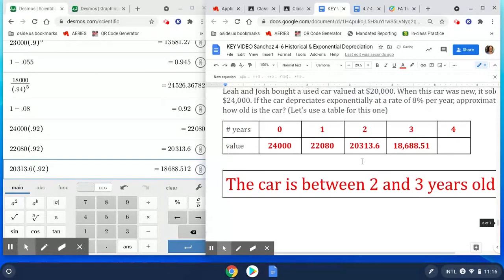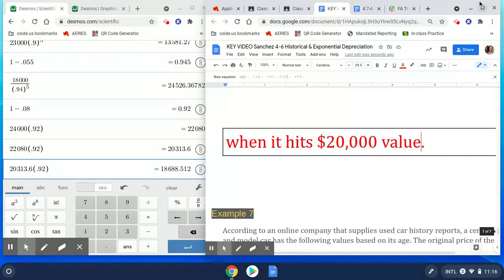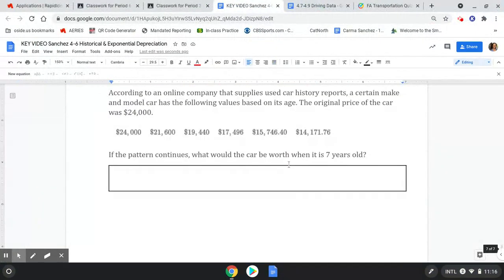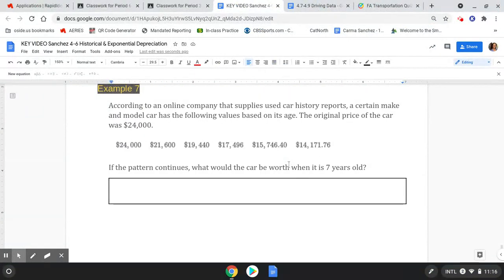So again, we've been using the function, but here's another way of looking at it just straight up in a table. What did we multiply each section by? Times the 0.92 multiplier. Okay. According to an online company that supplies used car history reports, a certain make and model has the following value based on its age. The original price of the car is $24,000, so starting at year 0, 24. If the pattern continues, what will it be worth when it's 7?